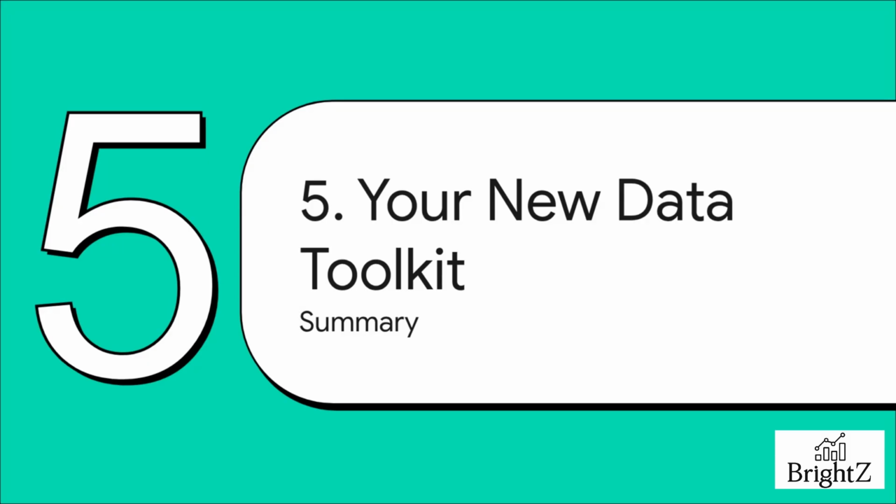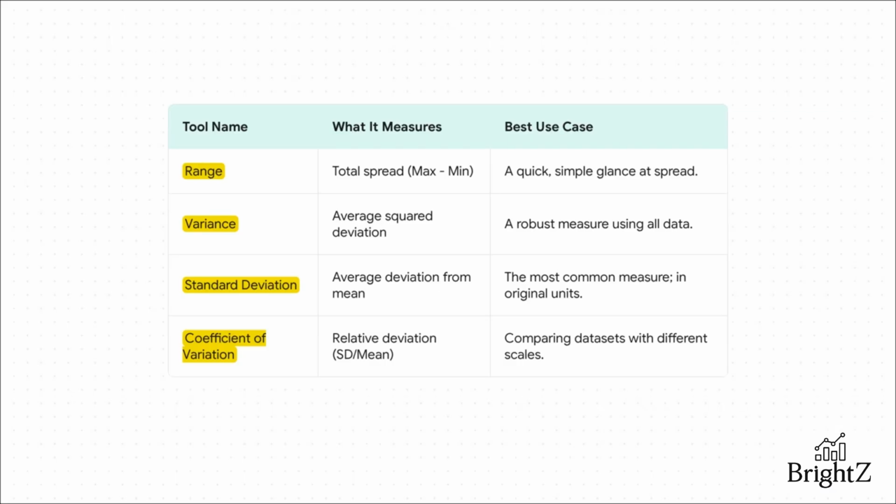In just the last few minutes, you've basically gotten a brand new data toolkit that lets you see the real story hiding behind any average. So, in your toolkit now, you've got 4 incredible tools. You've got the range, which is perfect for that quick, back-of-the-napkin look at the spread. Then you've got the super robust variance that uses every single piece of data. We make that intuitive and easy to understand with standard deviation, our most common measure. And finally, you've got the coefficient of variation, our secret weapon for making those fair comparisons between totally different things.